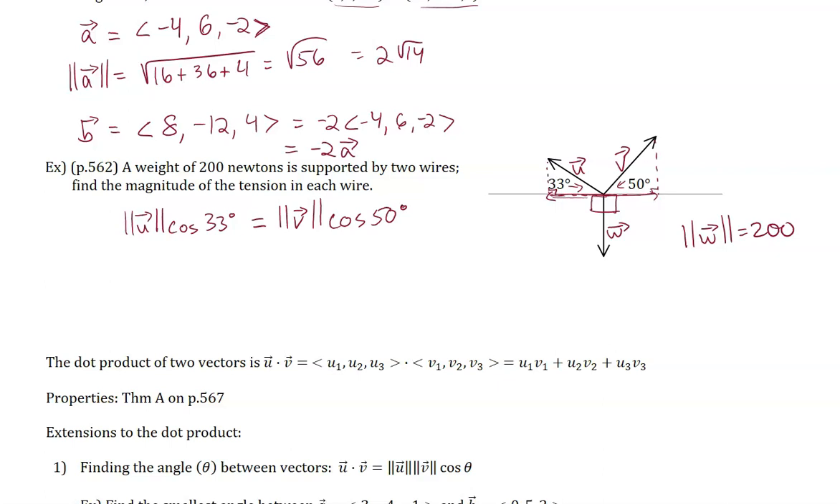So this shows a balance horizontally, and then vertically, we know that this force plus this one has to be equal to this one because the weight is not moving up or down, okay? So using some more trig, we can say the magnitude of U times sine of 33 plus the magnitude of V times sine of 50, so that's this side of the triangle plus this side of the triangle, has to be equal to, and this is coming straight down, so 200, okay?